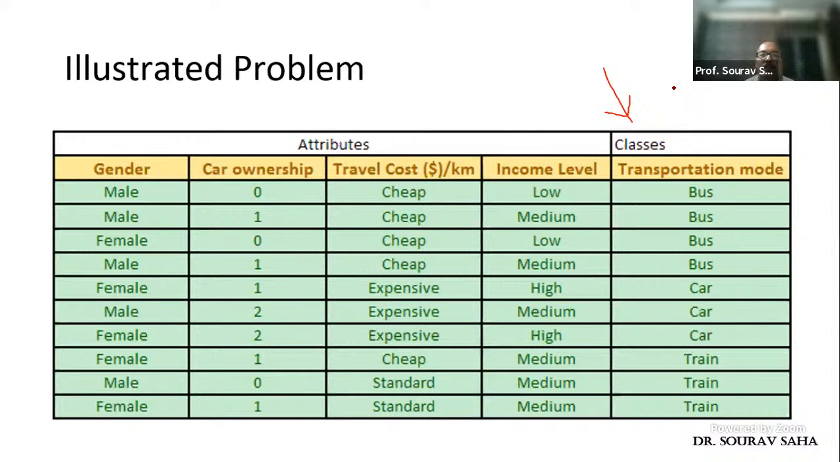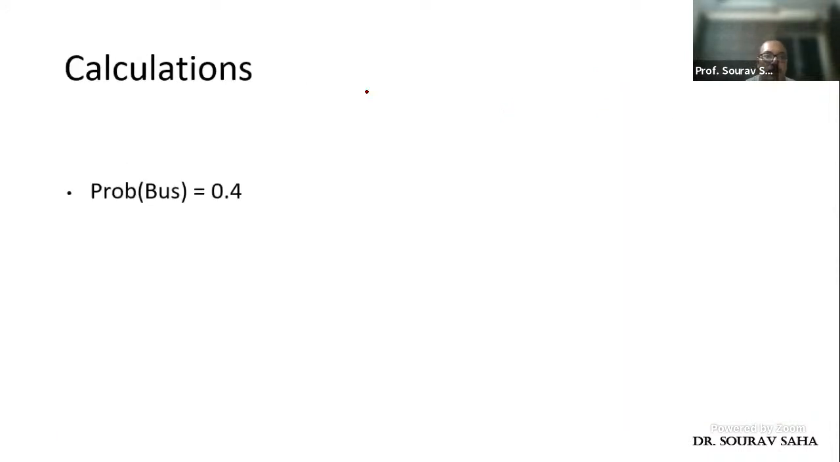Right? So now that you have understood this, let's apply whatever we have learned and see how we can deduce the rules from this data set as to what kind of transportation mode a particular customer will take. As you can see in the root node, the probability of bus is 0.4, car is 0.3, and train is 0.3.